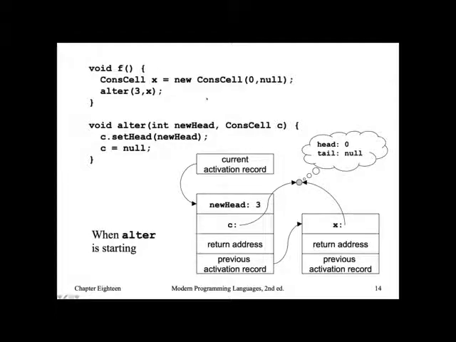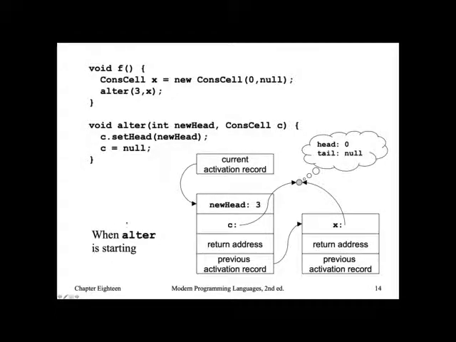Then what happens when f is running over here? It's got a local variable called x, okay? And when we make this new const cell, boom, the little node shows up over here with head 0 and tail null, because that's what we said to do. And that's it. That's the activation record for the function f. Then we make our call to alter.